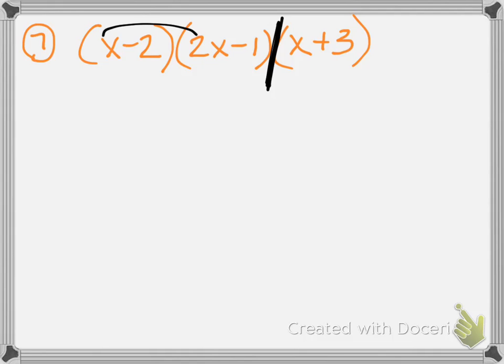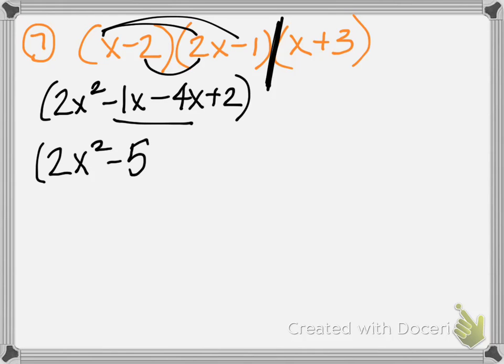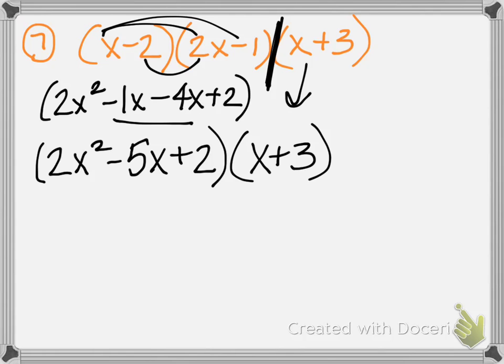So 2x times x is 2x squared. x times negative 1 is negative 1x. Negative 2 times 2x is negative 4x, and negative 2 times negative 1 is a positive 2. Combine my like terms here, so 2x squared minus 5x plus 2. Now I bring down that third parenthesis, x plus 3.